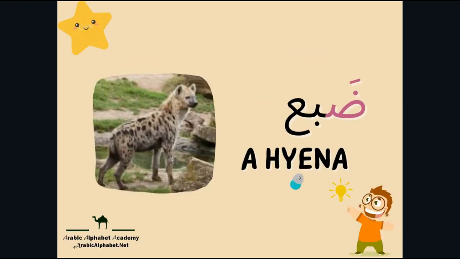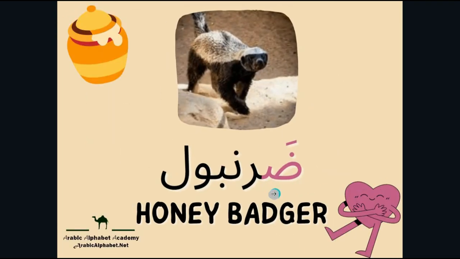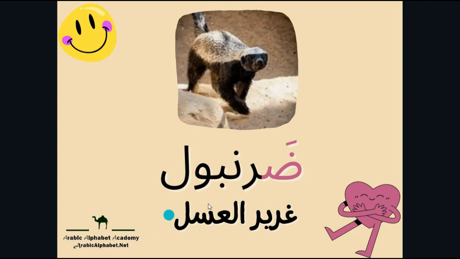Next, ضبع, ضبع. A hyena. Finally, we have, it is pronounced in 2 ways. It could be darnabol, or daranbol. It means honey badger. In Arabic, it has another name also that is pronounced in many ways, either غرير العسل or even غرير العسل, daranbol.